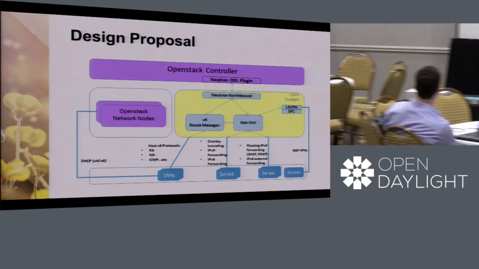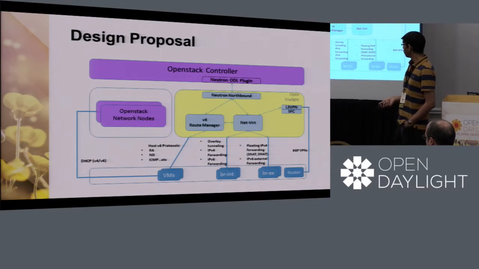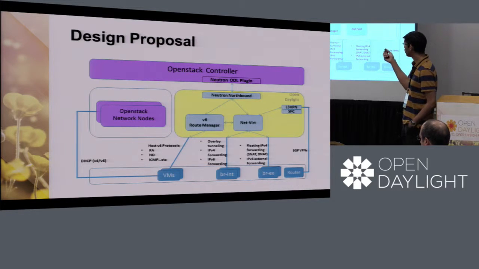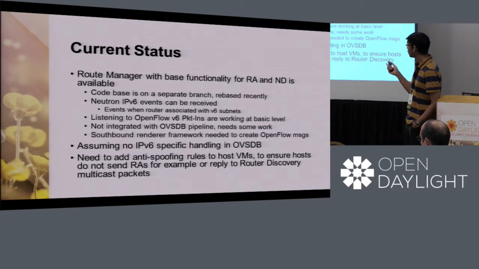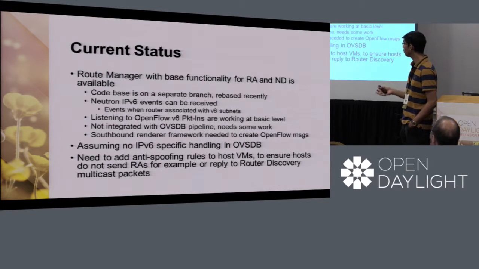What is the packet rate that OpenDaylight can handle? The reason we took this proposal is that some work is already done, and the v6 route manager exists today. The current status is that this route manager, with base functionality for route advertisement and ND, is available in one of the branches of OpenDaylight. So it will give us a good start to proceed, but one of the key concerns is whether there are any scaling issues with this approach.